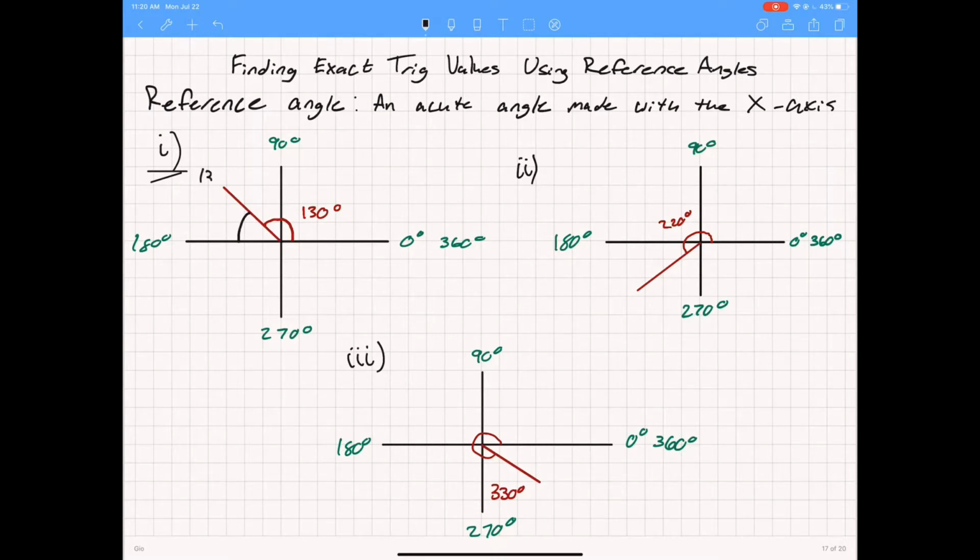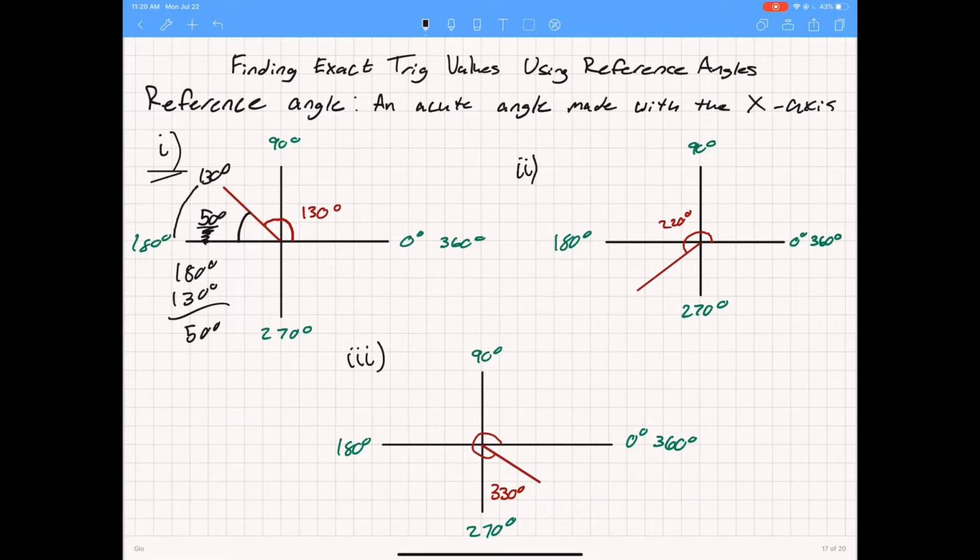Now, how do we actually find that angle? Well, think about it. If this is 130 degrees and this is 180 degrees, we just undershot 180 degrees. By how much? To find out, we just take the difference between the two angles. So 180 minus 130 gives us 50 degrees. This smaller angle is 50 degrees, and that would be our reference angle. The reference angle to 130 degrees is 50 degrees.